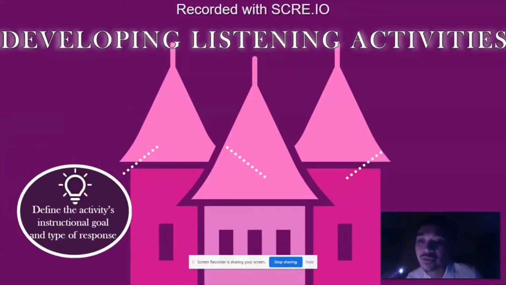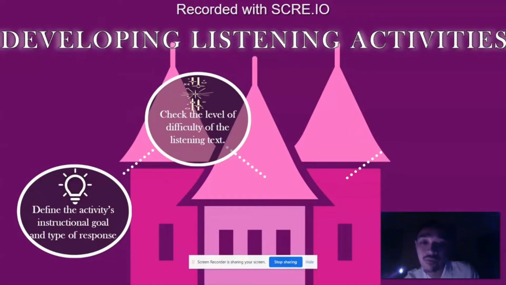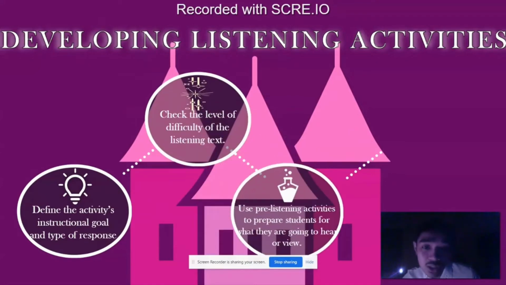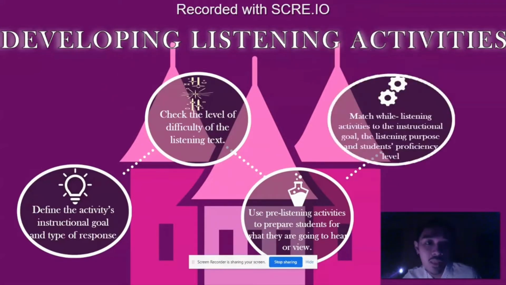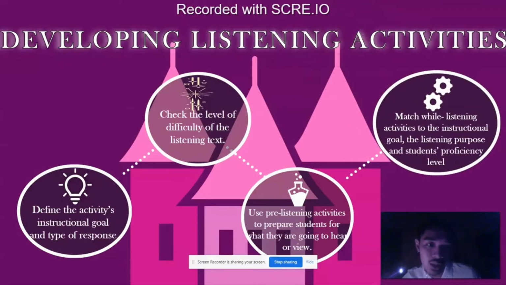The first one is define the activity's instructional goal and type of response. The second is check the level of difficulty of the listening text. The third is use pre-listening activities to prepare students for what they are going to hear or view. And the last is match while listening activities to the instructional goal, the listening purpose, and students' proficiency level.